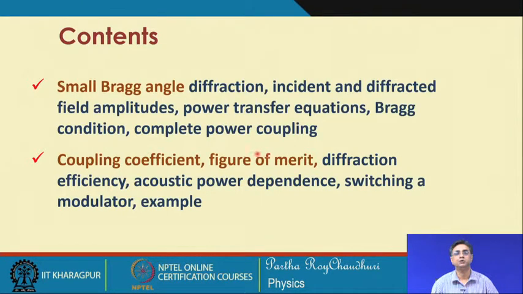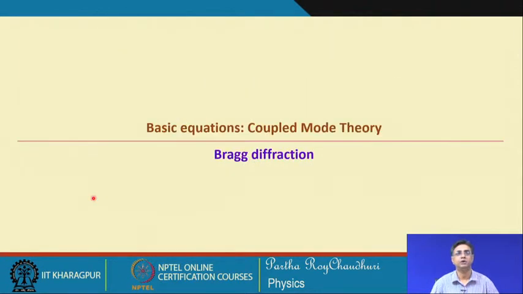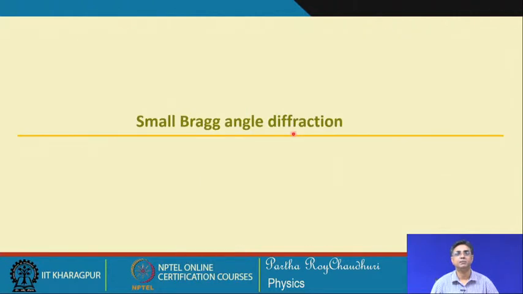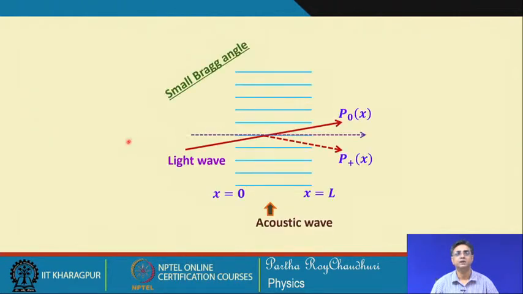particularly which is very useful for modulation of the incident beam, then the diffraction efficiency, acoustic power dependence, switching in the switching of a modulator, and some example numericals, some numbers to have a feel of what would be the parameters for a modulator. So, we will continue with this basic set of equations for small Bragg angle.